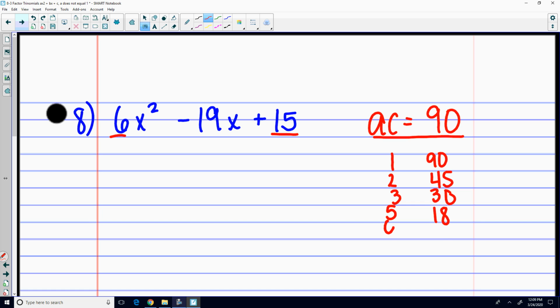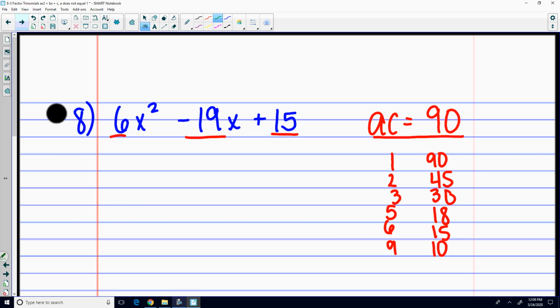6 and 15, there's one more, 9 and 10. Okay, now I need to go back and look at B. What am I making? Well, I'm making negative 19. So when I have a positive 90 and a negative 19, I already know in my head they're both going to be negative factors. So I go through and I think, all right, which ones are going to give me negative 19? If I look all the way down to the bottom at 9 and 10, I should think, what?